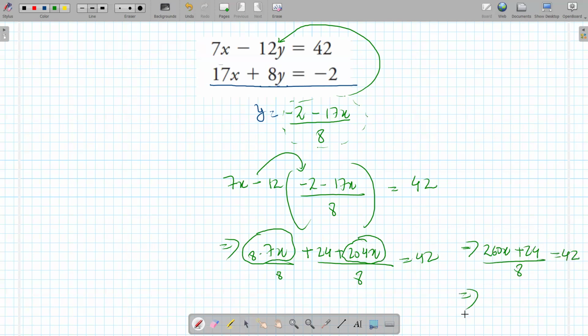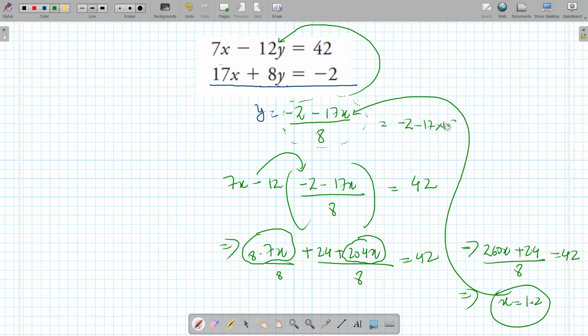Now what? You multiply by 8, you subtract 24, and then you divide by 260. You get x is 1.2, and then you can plug it in over here. So -2 times 17 times 1.2 over 8 to solve for y. That gives me 5.1 as y. And that is the answer. Cool?